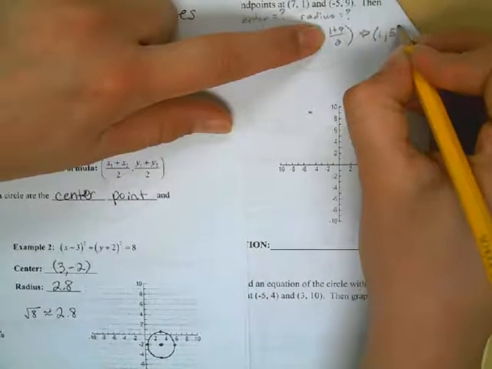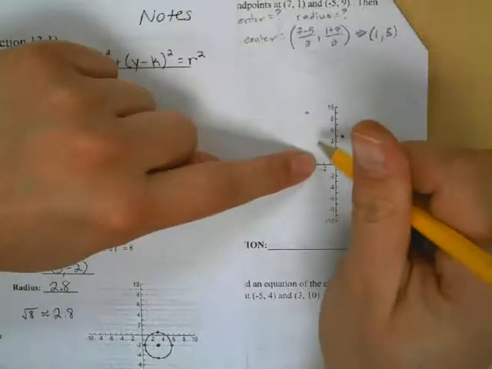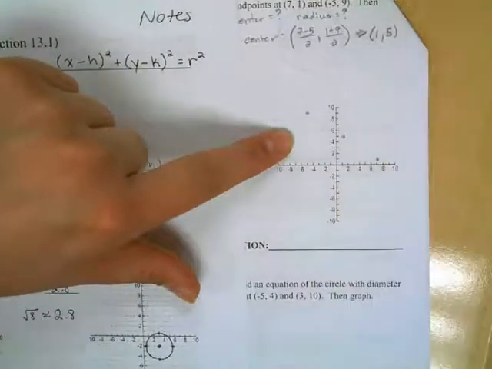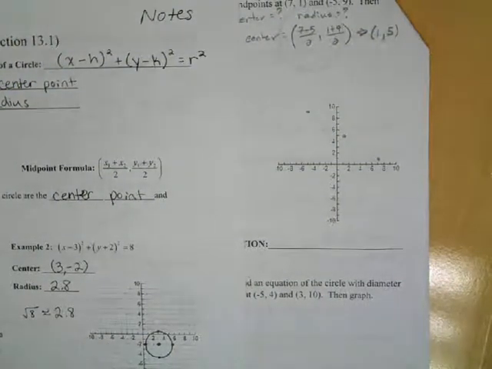So my point is going to be 1, 5. That is where you're going to find the center. And when you graph that, that looks about right. That looks like it's the center of those 2 points. So now I have a center, but I still need a radius. I have to have center and radius.